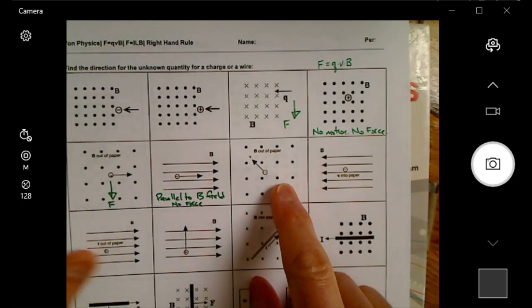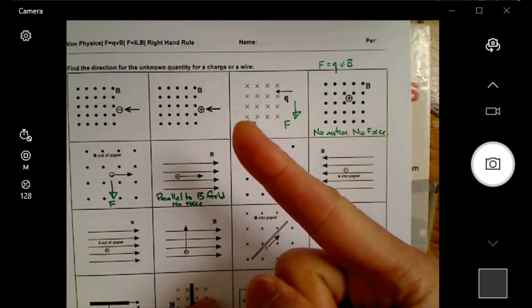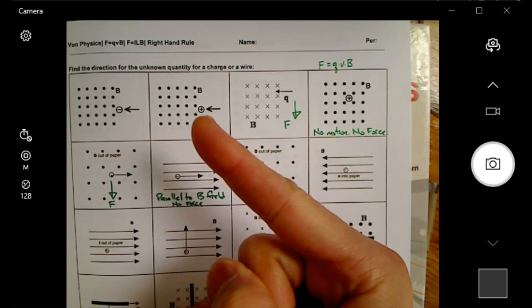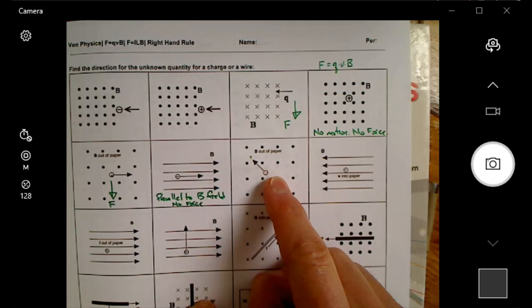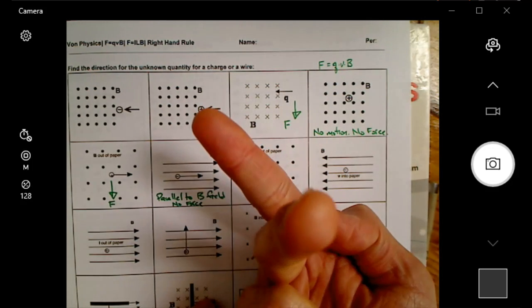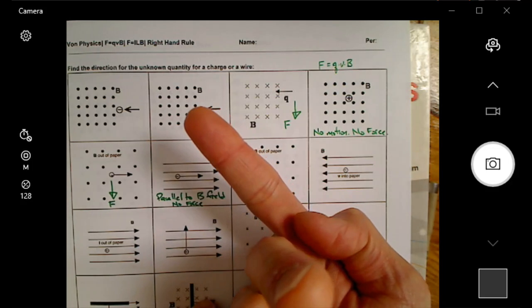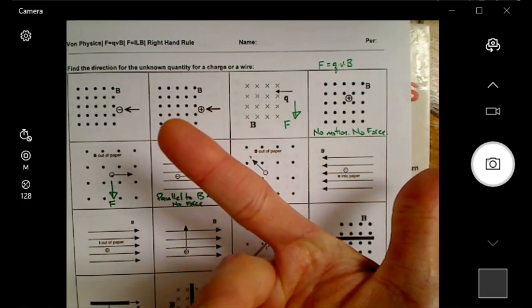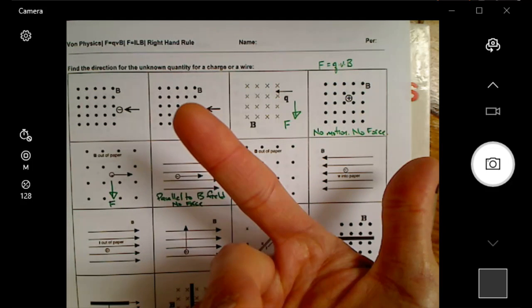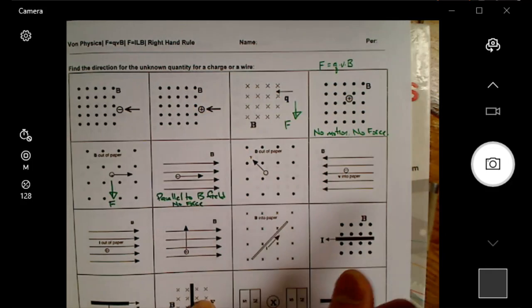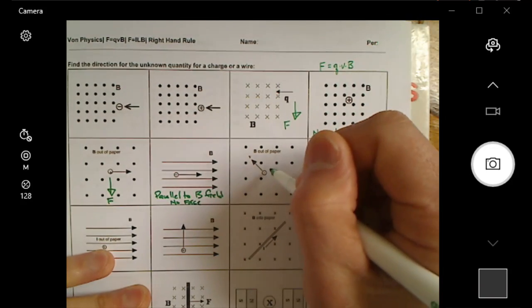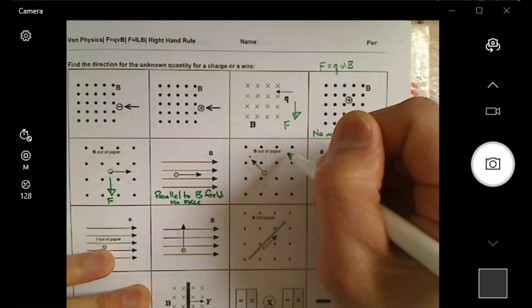So this one here, I'm going to take my index finger and point up and to the left. The magnetic field is coming out of the paper, so I'm going to turn this, and my finger comes out of the page this way. And my thumb is going up and to the right at a 90-degree angle. So the force being felt on this charge is this way.